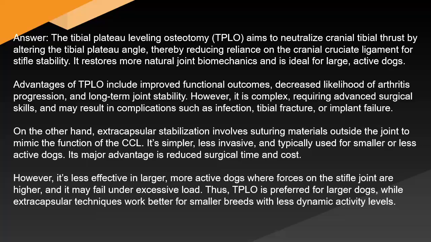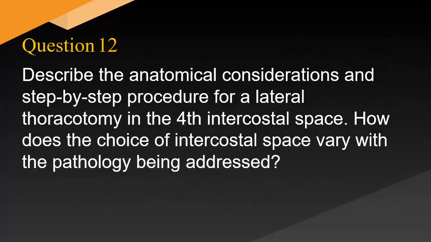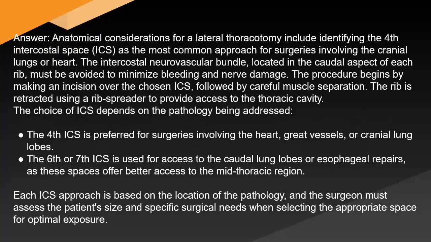less dynamic activity levels. Describe the anatomical considerations and step-by-step procedure for a lateral thoracotomy in the fourth intercostal space. How does the choice of intercostal space vary with the pathology being addressed? Answer: Anatomical considerations for a lateral thoracotomy include identifying the fourth intercostal space as the most common approach for surgeries involving the cranial lungs or heart.